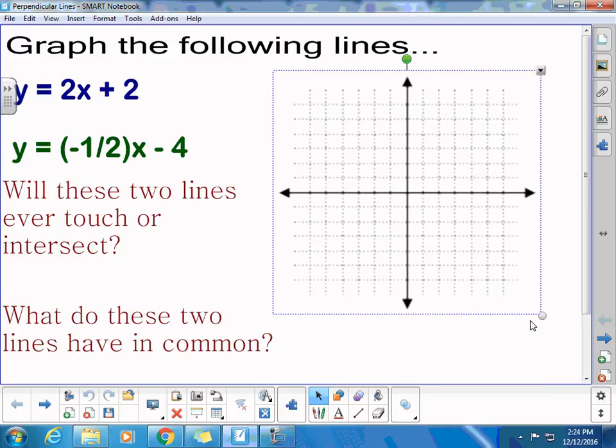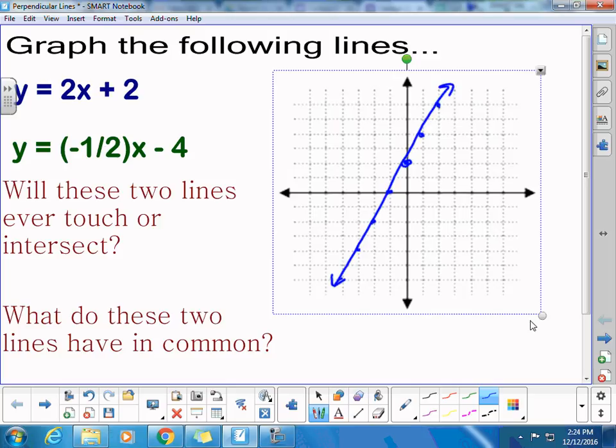Perpendicular lines. Graph the following lines. So y = 2x + 2. Start at positive 2, and then I go up 2 over 1, up 2 over 1, or down 2, back 1. So this is my blue line.